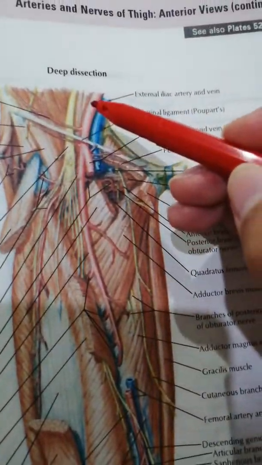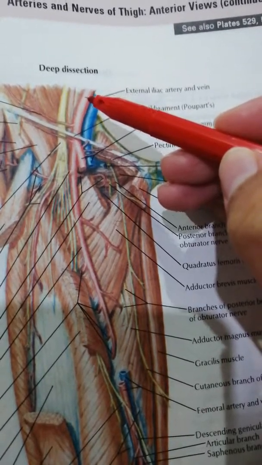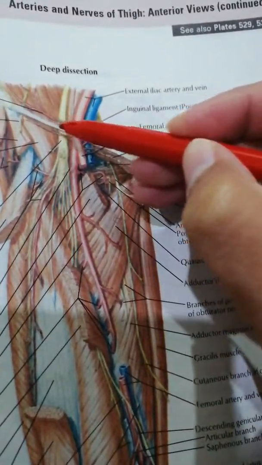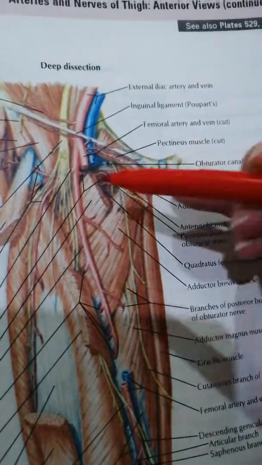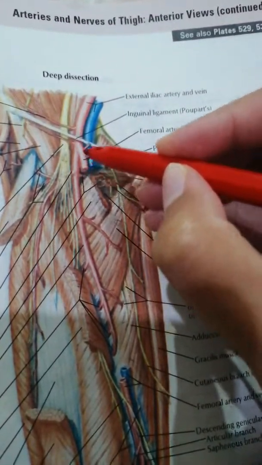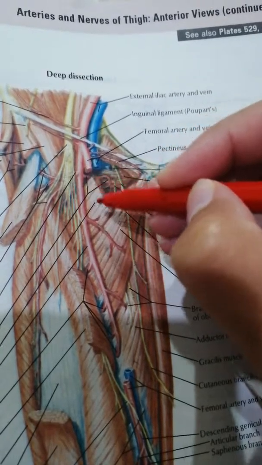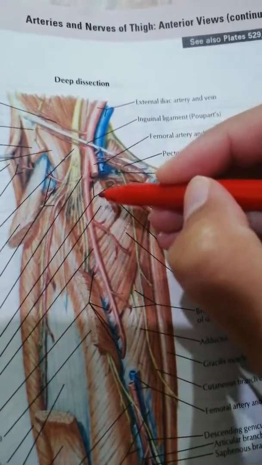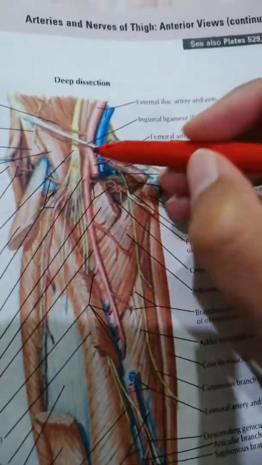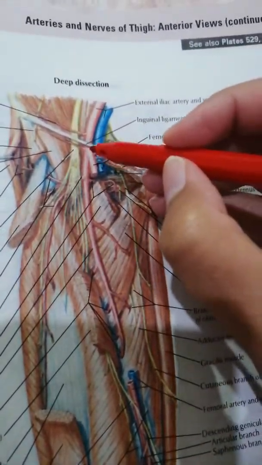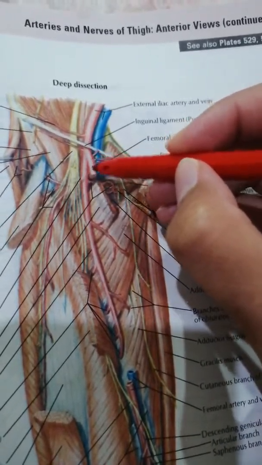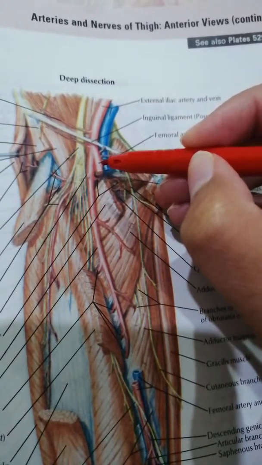So, over here we have the external iliac artery, and as it crosses behind the inguinal ligament, it becomes the femoral artery. And as you can see, part of it has been cut, and for what reason I will illustrate in a while.